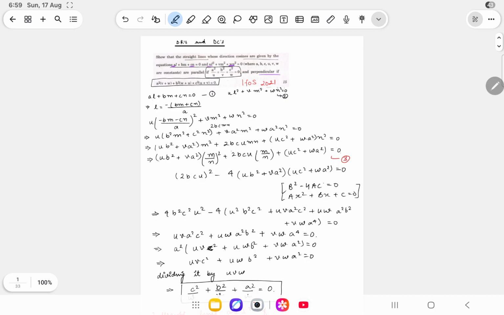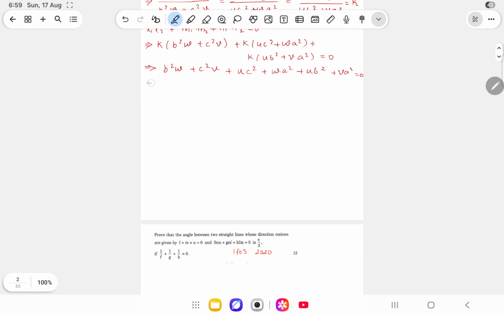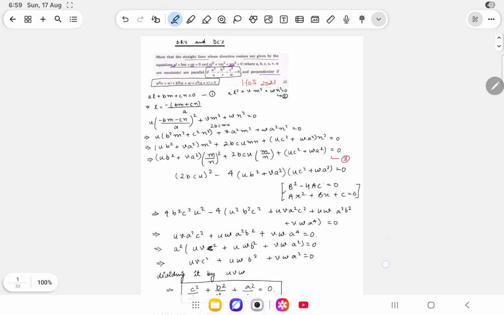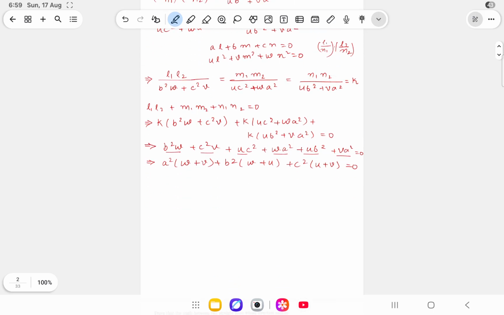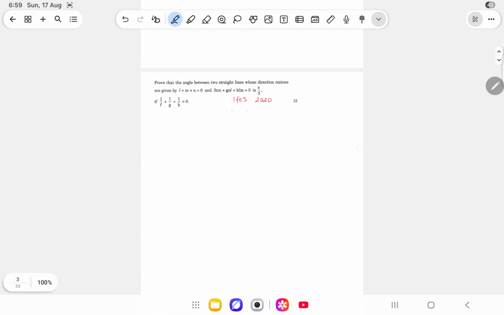So we see that in the question they have clubbed the coefficients of a square, b square, c square together. So if we club the coefficients of a square, here we have a square into w plus v, plus b square into w plus u, plus c square into u plus v equals to 0, and this is what we are supposed to prove in the question. Yeah, so this is the relation which holds when the two given straight lines are perpendicular to each other. So now let's move on to question number 2.